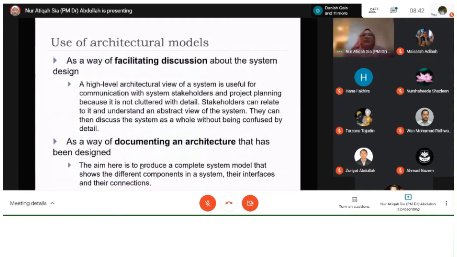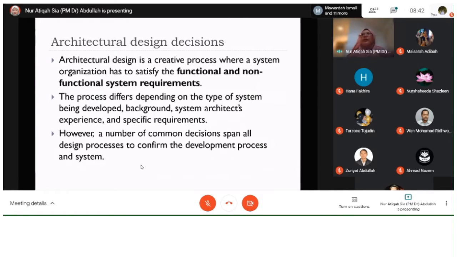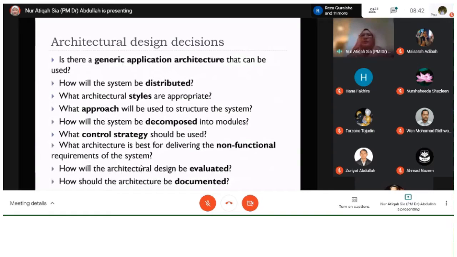Alright. So again this one I think it's already covered. So the architecture is used to facilitate the discussions. And also it is a way of documentation. So when we want to make a decision, there are two things that we want to identify, which are the functional and non-functional system requirements. Okay, so what are the questions that we want to ask in order to decide on the architectural design? Number one, when you have a project, ask yourself, is there any generic application architecture?